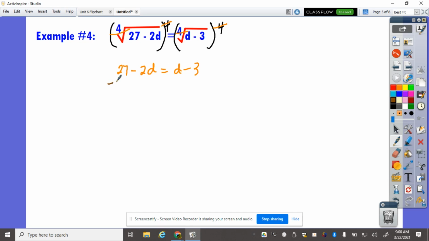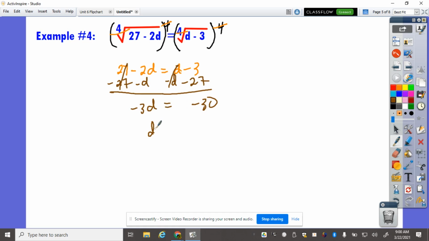So I'm going to move the 27 to the other side. This will give me negative 30. I'm going to subtract d here, subtract d there. This cancels out. This will give me negative 3d equals negative 30. Divide everything by negative 3. The answer is 10. You can check your answer again by plugging in d equals 10.